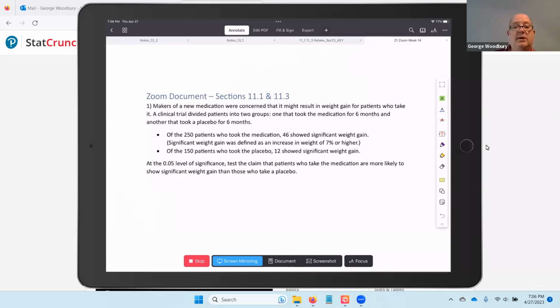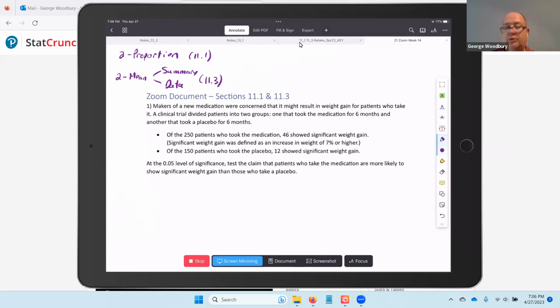All right, so tonight there are three problems that we're going to work through. We have a two proportion test, and that is from section 11.1. And we also have two different two-mean tests, one with summary and one with data. These are both from 11.3. So we'll go through those three. We'll talk a little bit about identifying the problem, setting up the problem, checking the conditions, and working in StatCrunch.